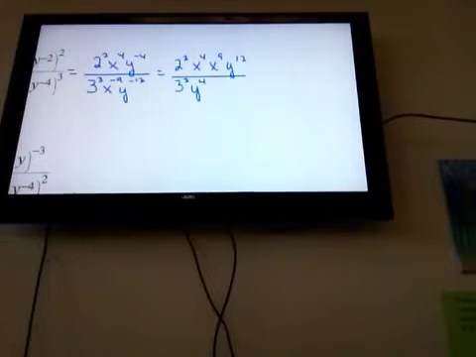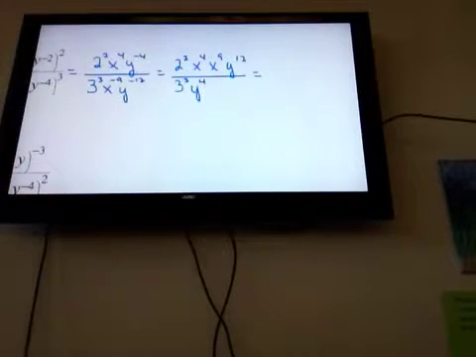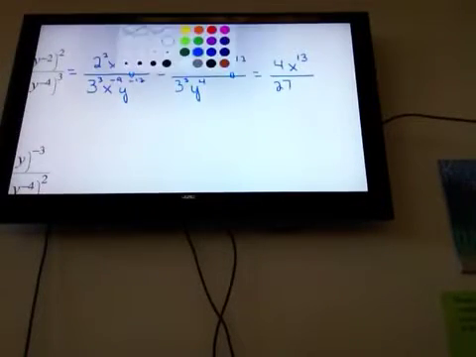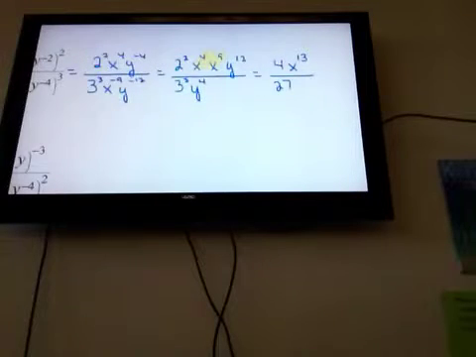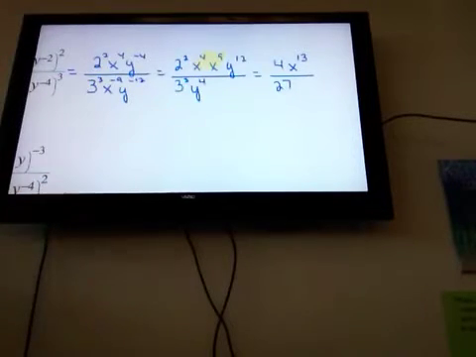And then let's simplify. Let's calculate this. 2 to the 2nd power, 2 times 2 is 4. On my denominator, that 3 to the 3rd, 3 times 3 times 3, 27. And then my x's, both up top, so we're going to add those. And then my y's, top and bottom. Larger powers up here. So 12 minus 4 gives me 8. So 4x to the 13th, y to the 8th over 27.